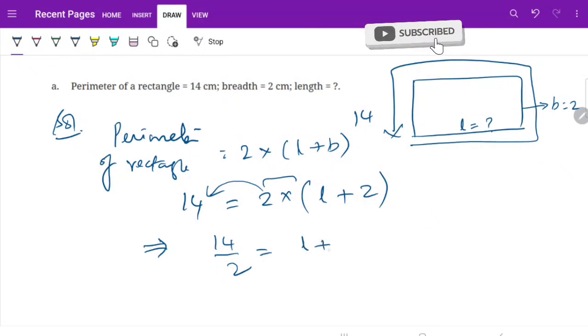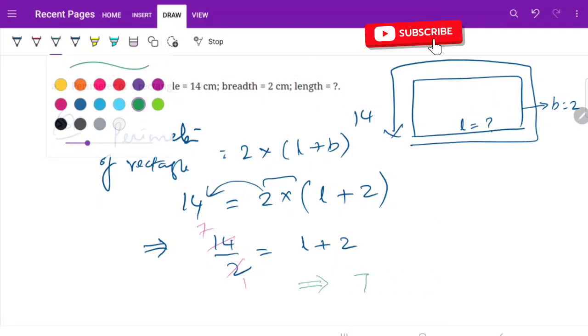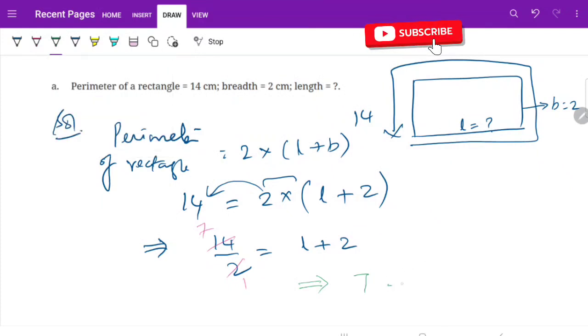L is not available, plus 2. So we need to find L, so we have to keep L on the other side. Divide 14 by 2: 2 ones are 2, 2 sevens are 14. We get 7 on the left side. On the right side, what are we having? L plus 2. 7 equal to L plus 2.